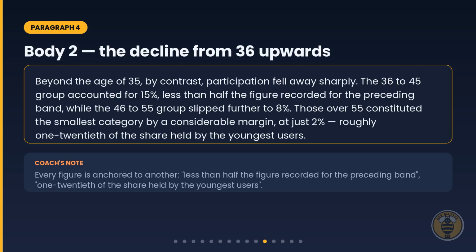Paragraph 4. Beyond the age of 35, by contrast, participation fell away sharply. The 36 to 45 group accounted for 15%, less than half the figure recorded for the preceding band, while the 46 to 55 group slipped further to 8%. Those over 55 constituted the smallest category by a considerable margin, at just 2%, roughly 1/20th of the share held by the youngest users. Every figure is anchored to another figure. Less than half, 1/20th. That is what comparison looks like.